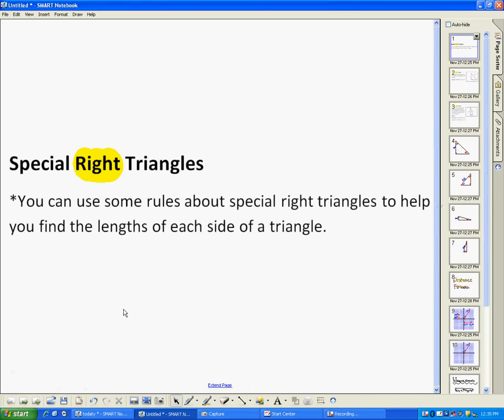Alright, in addition to the Pythagorean theorem, you can use some rules for special right triangles to help you find missing lengths of sides. So triangles have three sides. If you know one of the sides, you can use the rules to help you find the other two sides. Now, this only works for two special kinds of right triangles.